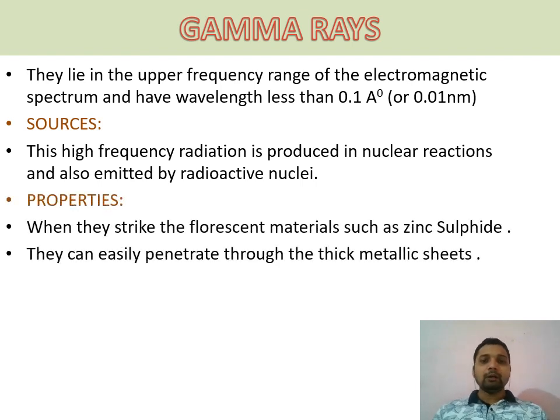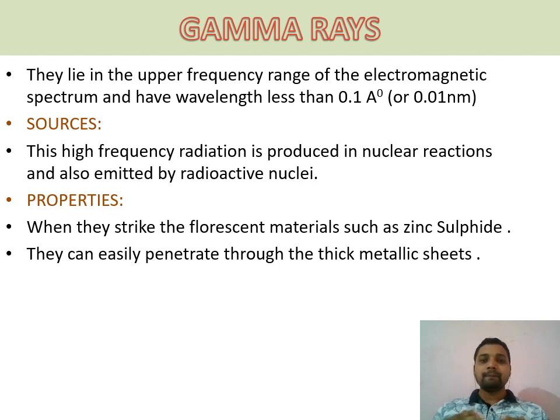Gamma rays show their properties when they strike a fluorescent material. One property is called fluorescence. Fluorescence means whenever a ray of light hits that material, it emits light. It is the property of a substance to emit light when exposed to radiation. That is fluorescence, and the material which shows this property is called fluorescent material. Among fluorescent materials, the most commonly used is zinc sulfide, ZnS. So when gamma rays fall on ZnS, it emits light. That shows the presence of gamma rays.